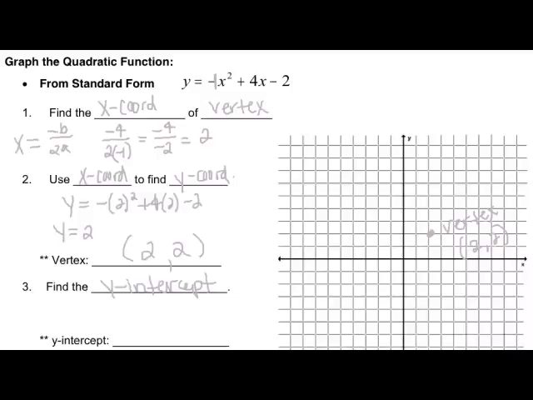So to find the y-intercept, we know that x equals 0, so we're going to plug x equals 0 into our equation. So we have y equals negative 0 squared plus 4 times 0 minus 2. So y is equal to negative 2. And again, this is the point (0, -2). I'm going to do the y-intercept in blue. So we're going to go (0, -2), down 2, and that is our y-intercept.